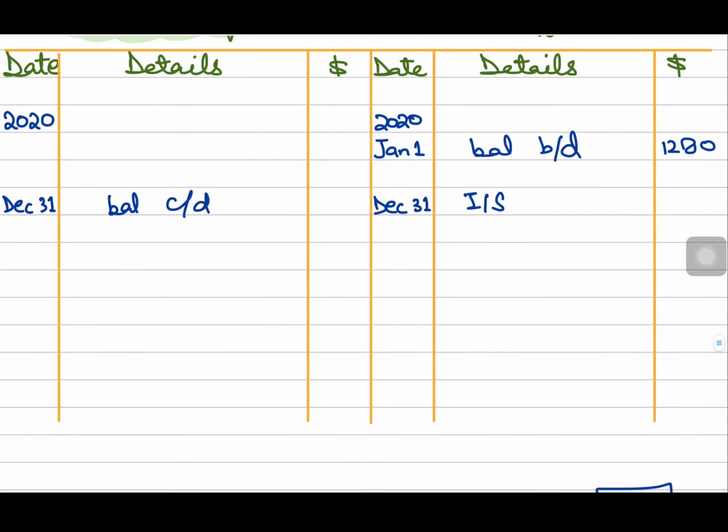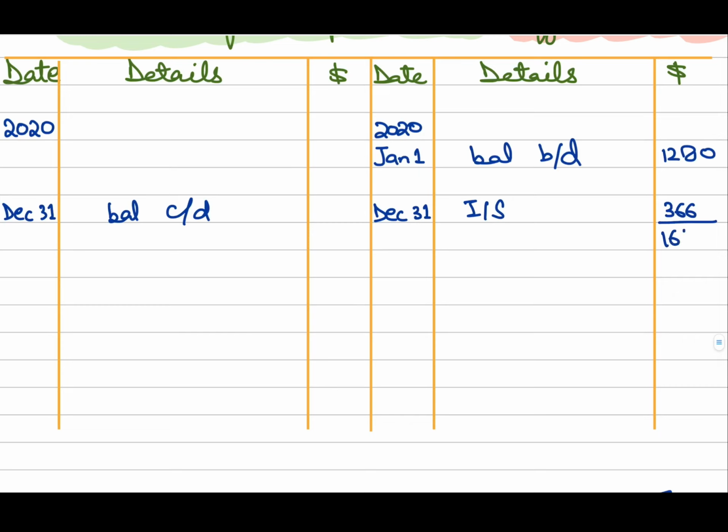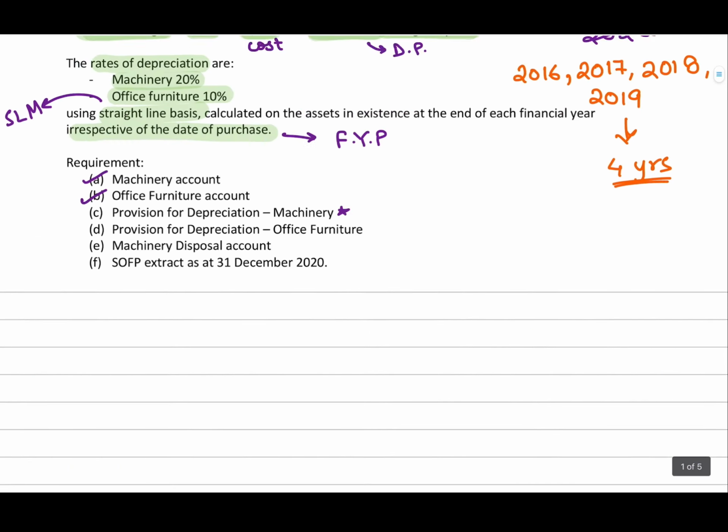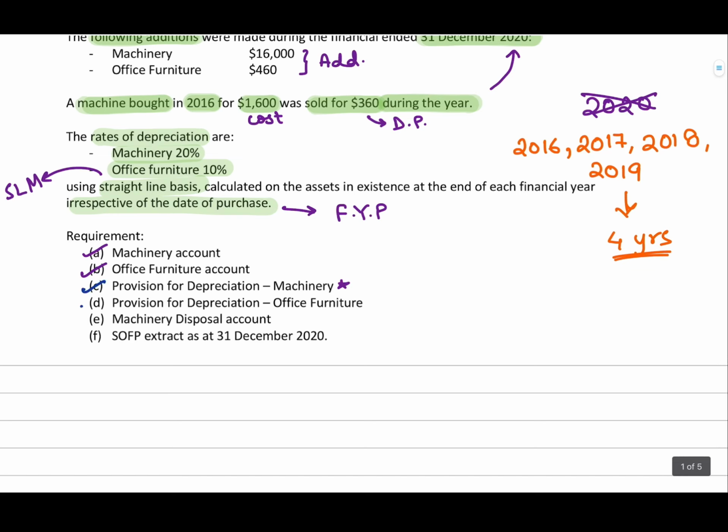So 366 will be written on the credit side, and then I'll have my balance CD figure and my totals as well, which would be 1646. Lastly, balance brought down January 1st, 2021 on the credit side 1646. So we are so far done with how many requirements? We are done with A, B, C and D.